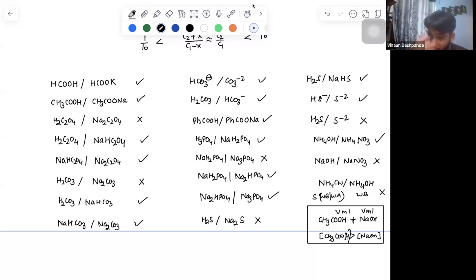So I'm not sure, I'm thinking. It is a buffer because CH3COOH is more than NaOH. So NaOH will get consumed. CH3COOH is extra. That means some CH3COOH will become CH3COONa, right? And the remaining CH3COOH will also stay.